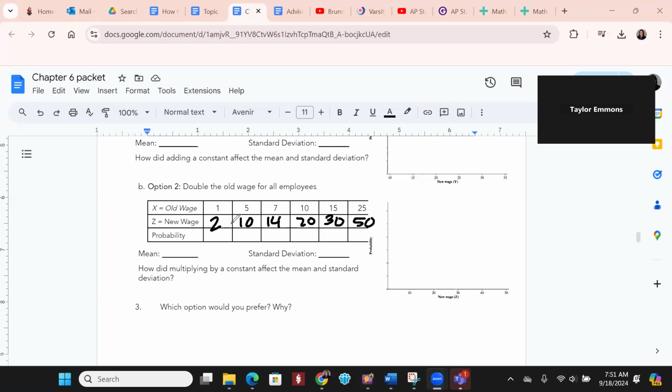All right, so on the probability, it's still going to remain the same. Okay, so you're going to say 3 out of 30, and you're going to say 6 out of 30, and you're going to say 7 out of 30, and you're going to say 10 out of 30, 3 out of 30, and 1 out of 30. You're going to have the same shape on this one.